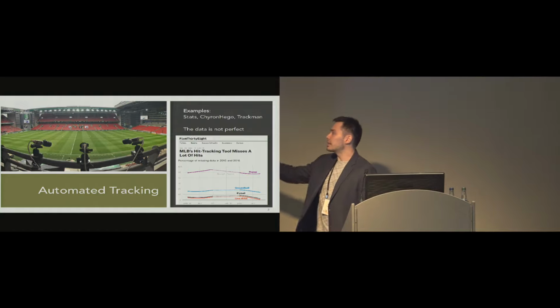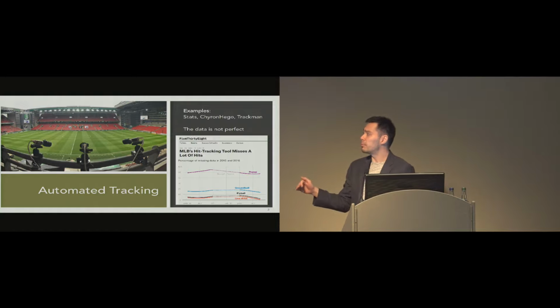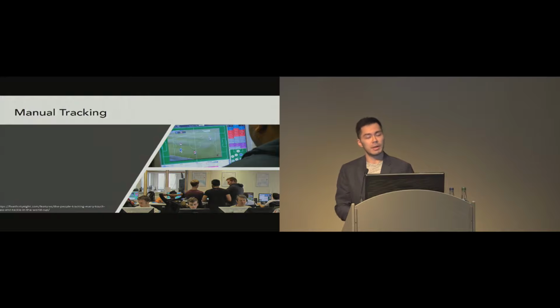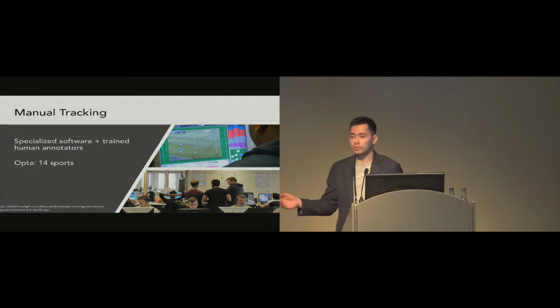If you look at the chart on the right, you're going to see that half of the pop-up balls and 20% of the ground balls in baseball games are missed by the MLB tracking system. So there has to be another way to do this. And there is. People have been using manual tracking as well to capture this data. Basically, manual tracking systems use specialized software plus trained human annotators to create data that's reliable and available to everyone.